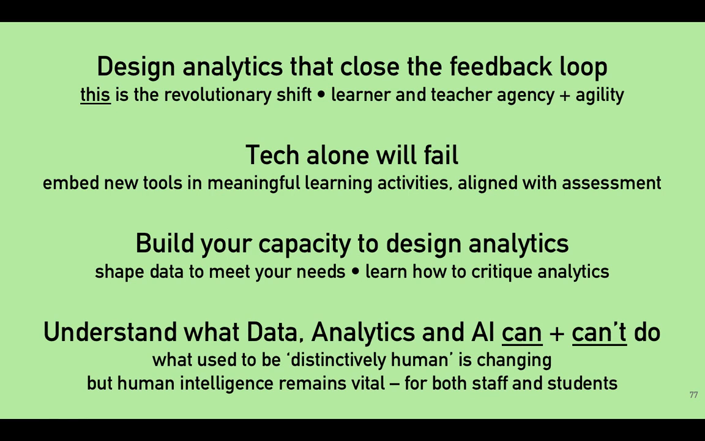And finally, understand what data analytics and AI can and can't do. AI is definitely changing what we thought is distinctively human. Machines can do some quite amazing things now, but they're also very limited in other ways. Human intelligence remains vital. That Rose Luckin book talks very clearly about the kinds of intelligence we need to foster in humans so that we don't get automated out of jobs. So ironically, we can use the very technology that's going to automate lower-end routine work, but we want to harness that technology to build our higher-order capacities so we stay ahead of the machines. And that human intelligence is for both staff and students.